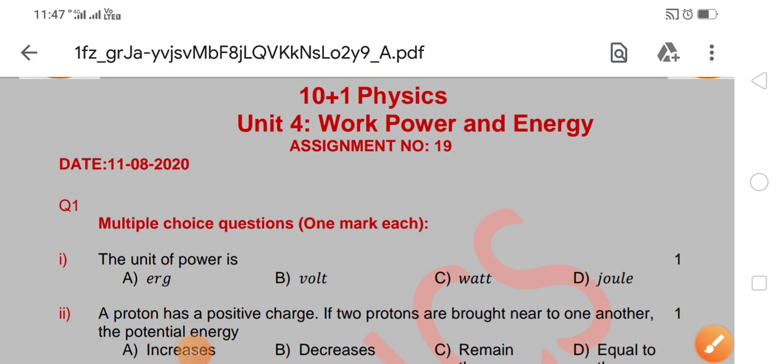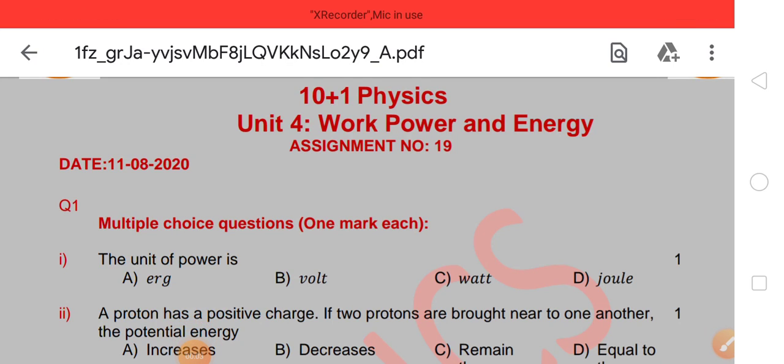Friends, today we are going to discuss assignment number 19 of plus 1 class physics. It's from unit work, power and energy, that is unit 4. Let us discuss questions one by one.